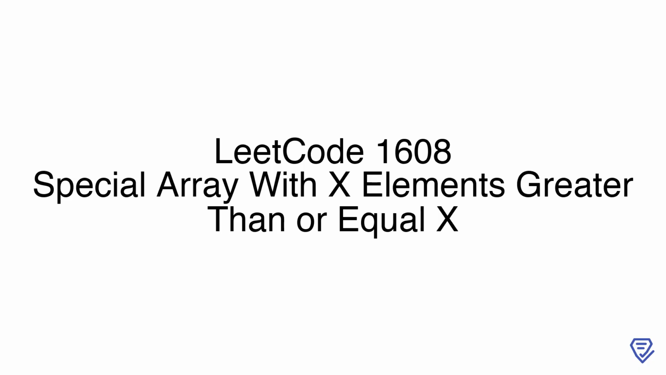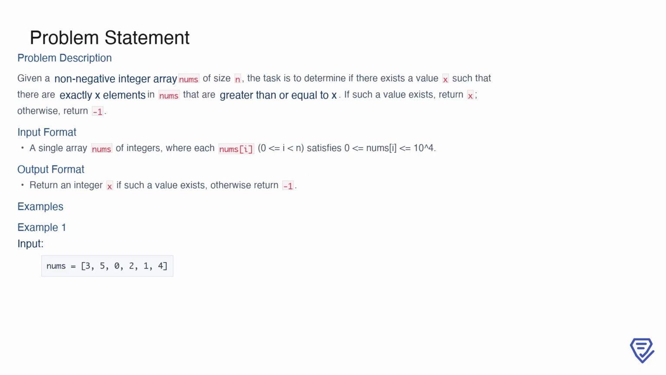Let's dive in. The problem asks us to determine if there exists a value, x, such that there are exactly x elements in the given array nums that are greater than or equal to x. If such a value exists, we return x. Otherwise, we return -1. The input is a single array of non-negative integers, where each element lies between 0 and 10,000. The output is an integer, either x or -1, depending on whether the condition is met.